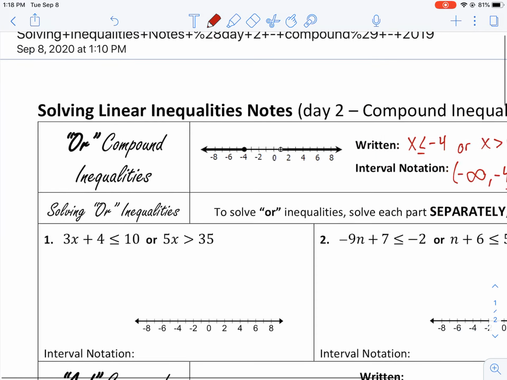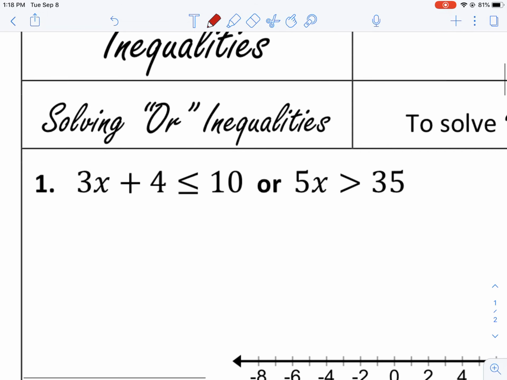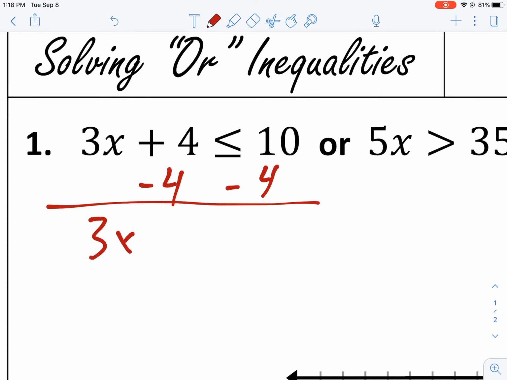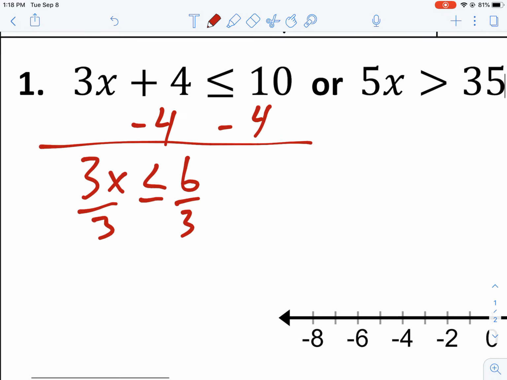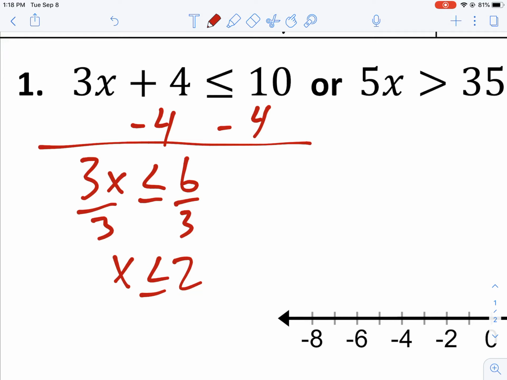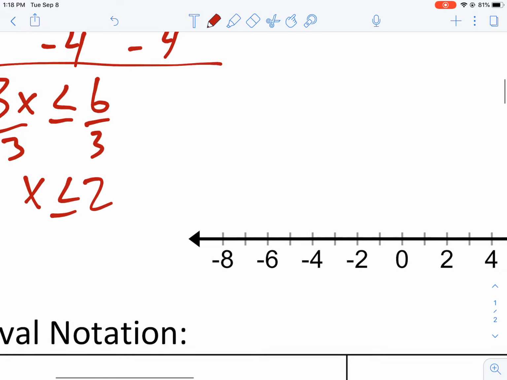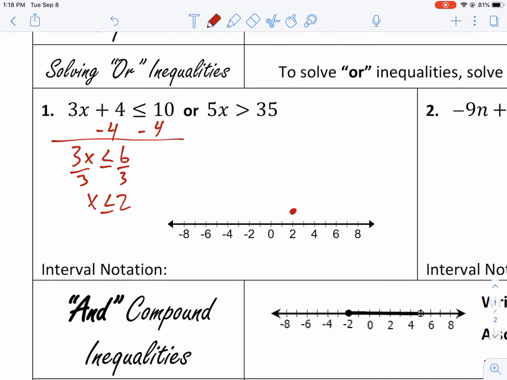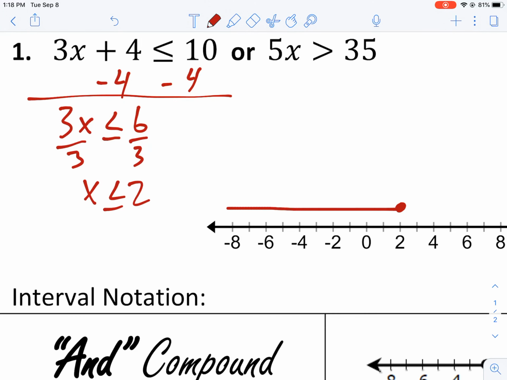So that's the OR inequality. So we're going to solve two examples. So for the first one, you solve them separately. So we just subtract 4. It's really just taking what we did yesterday and saying, okay, you have just 2 of these problems to do. X is less than or equal to 2. So that's our first inequality. So we can go ahead and put that on the graph. We can put a solid dot at 2 and then make that go to the left.